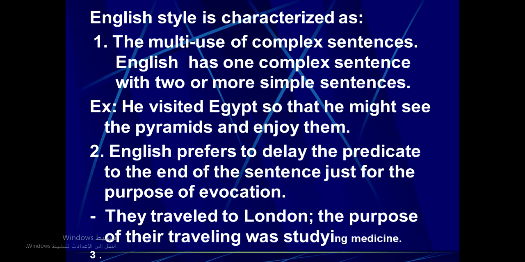English style is characterized as the multi-use of complex sentences. English has one complex sentence with 2 or more simple sentences. Let's see this example. He visited Egypt so that he might see the pyramids and enjoy them.